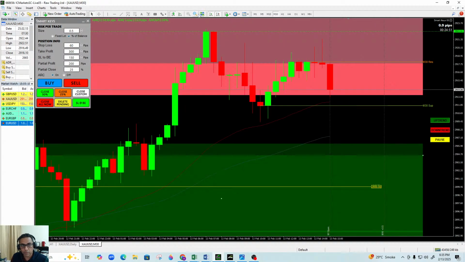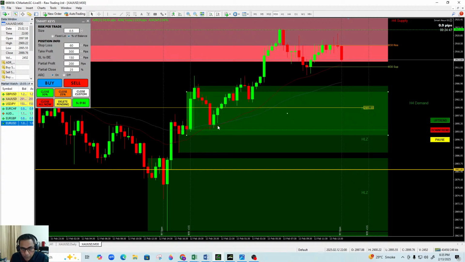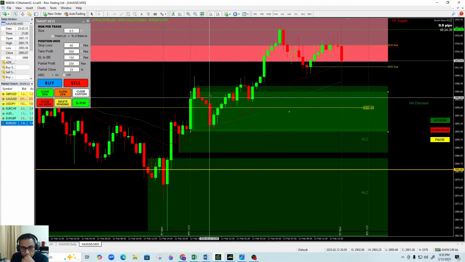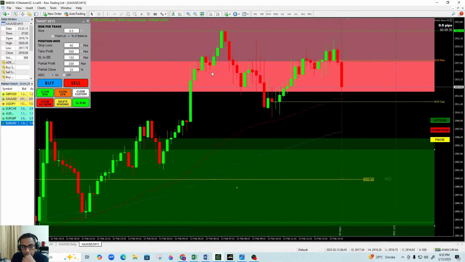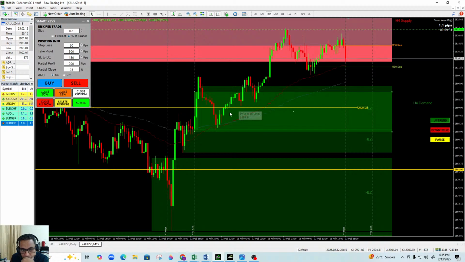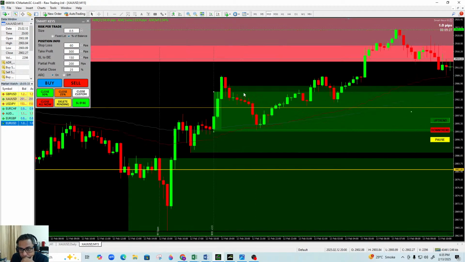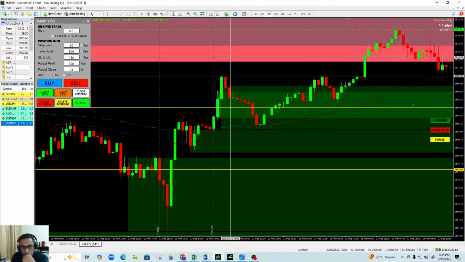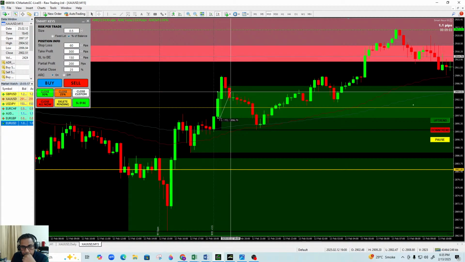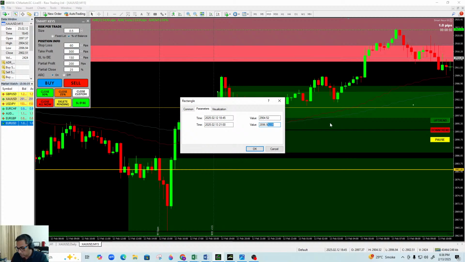Let's go down to the 30-minute time frame. It's still the largest candle right there. Let's go down to the 15. 77 pips. Yeah, so that's the largest one right there.